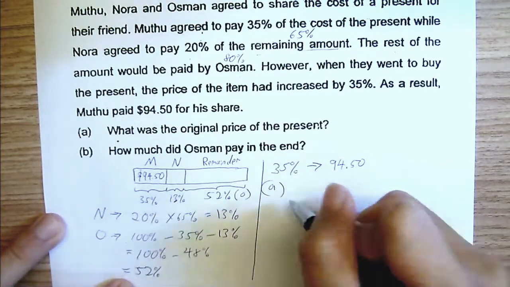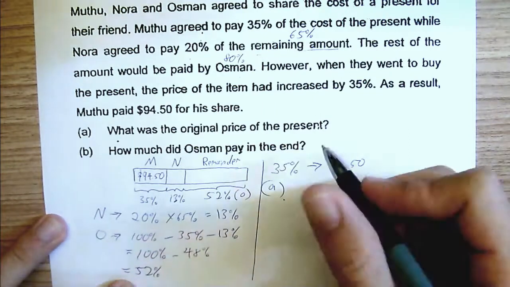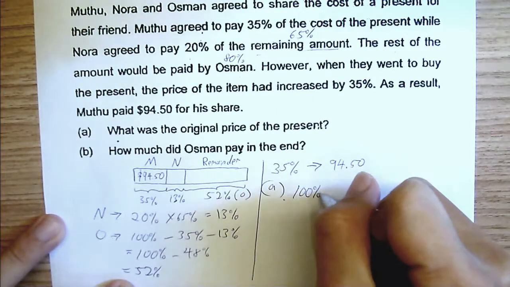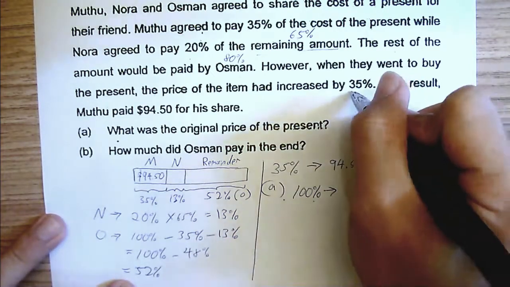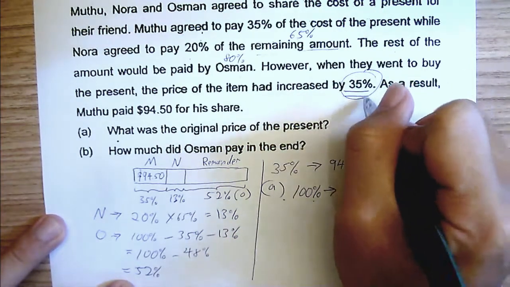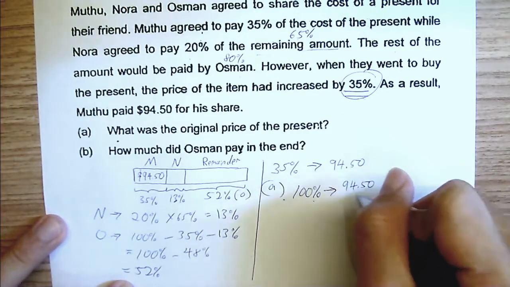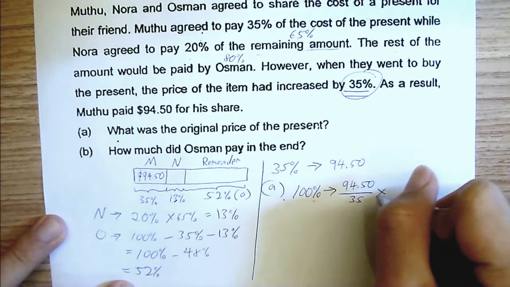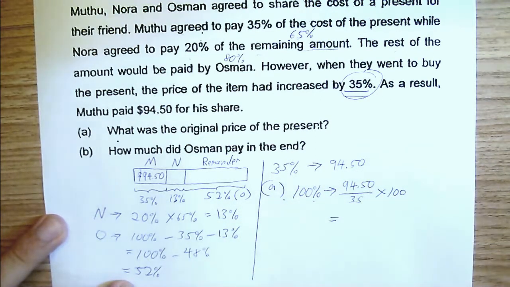The first question, part A. So remember, always going to label. Part A now, what was the original price of the present? I'm going to find out 100% first. And 100% is actually the price of the item after it had increased by 35%. So this 100% will be $94.50 divided by 35 multiplied by 100. Okay, so I'm going to use my calculator. So you can throw this figure into your calculator. Maybe you can get the answer faster than me.